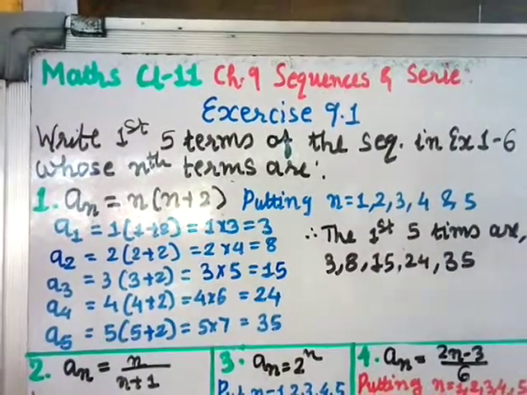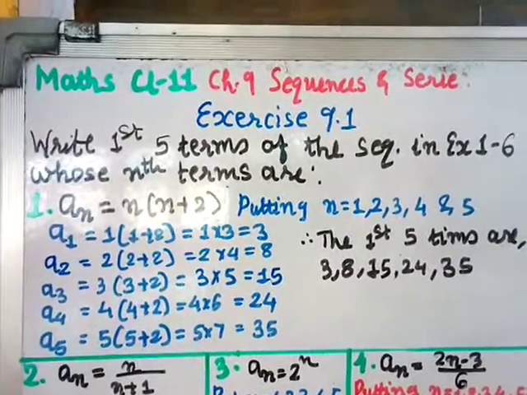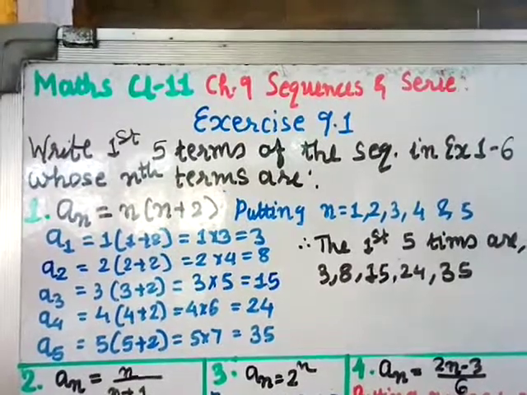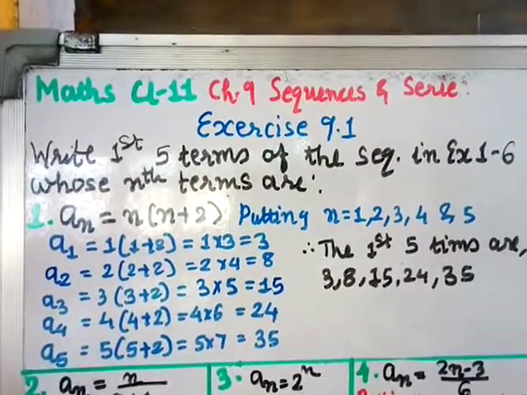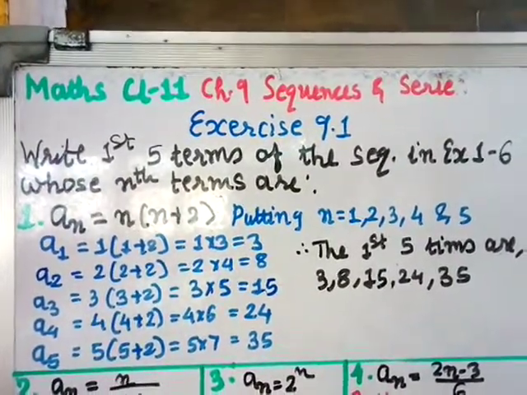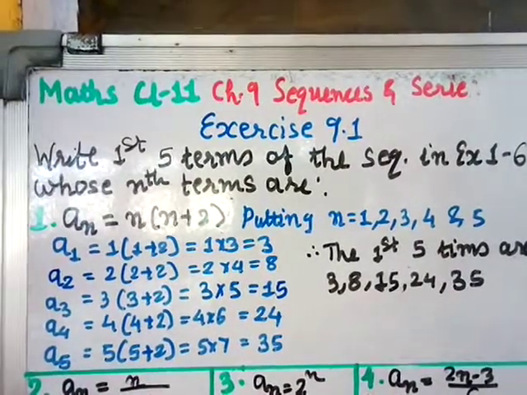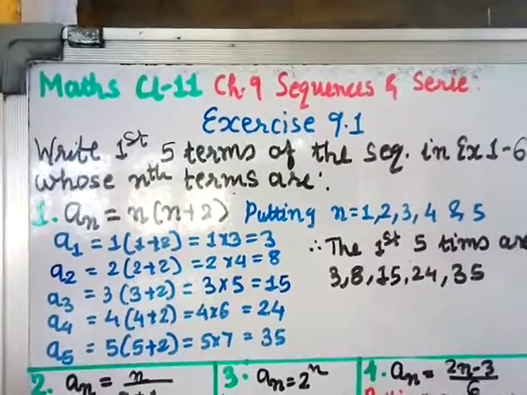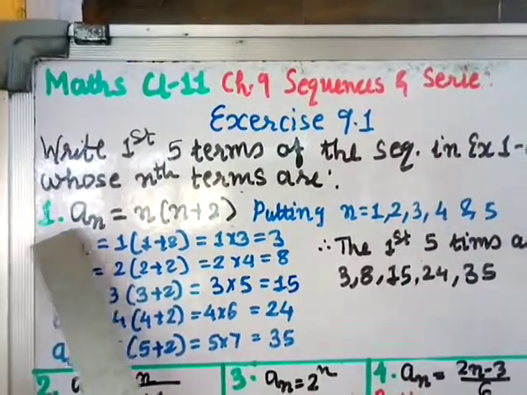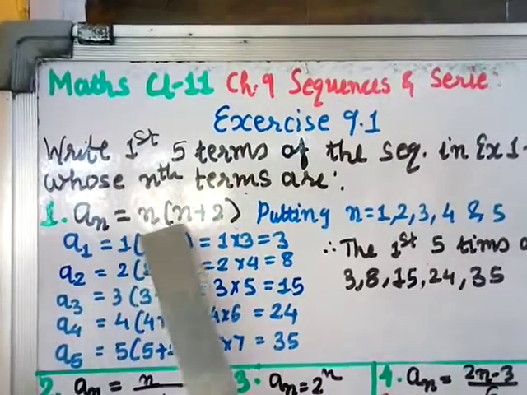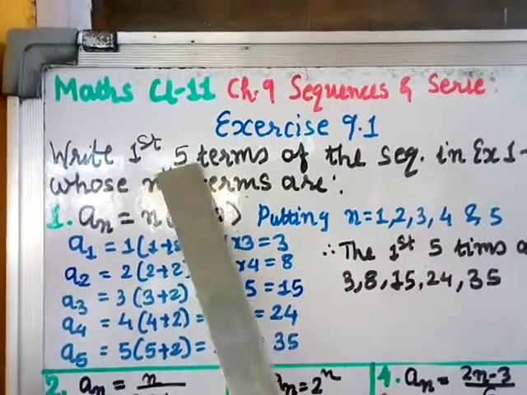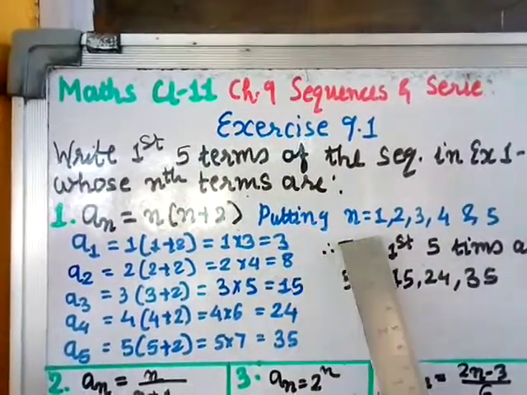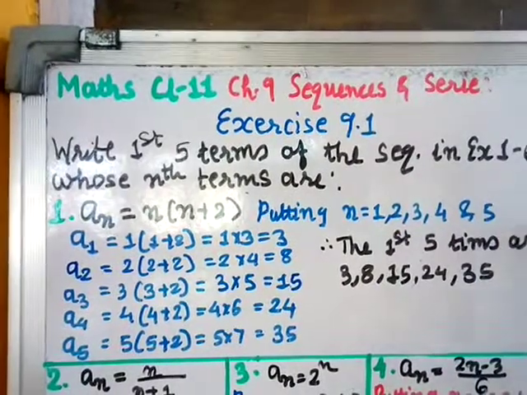Mathematics Class 11, Chapter 9, Sequences and Series, Exercise 9.1. Write the first 5 terms of the sequence in exercises 1 to 6 whose nth terms are given. Question number 1. The nth term is an equal to n into (n plus 2). We have to find the first 5 terms. Therefore, we put n equal to 1, 2, 3, 4 and 5.